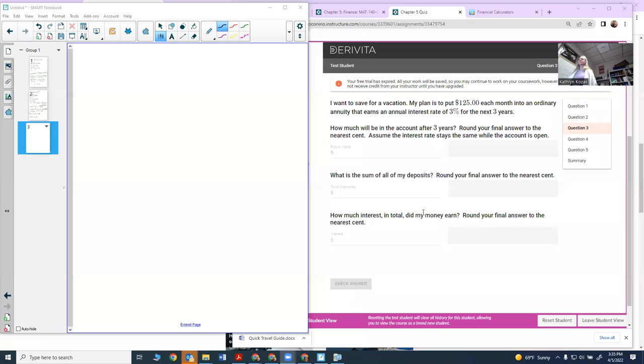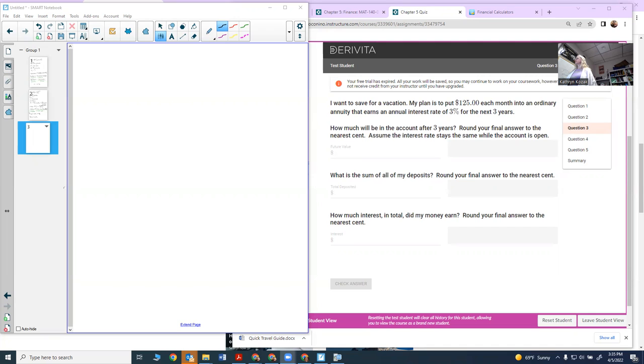So now I'm going to show you how to do the third question on the quiz for chapter 5. This one is: I want to save for a vacation. My plan is to put $125 each month into an ordinary annuity that earns an interest rate of 3% for the next 3 years. How much will be in the account at the end of the time period? So the first thing I need to do is go get that formula.